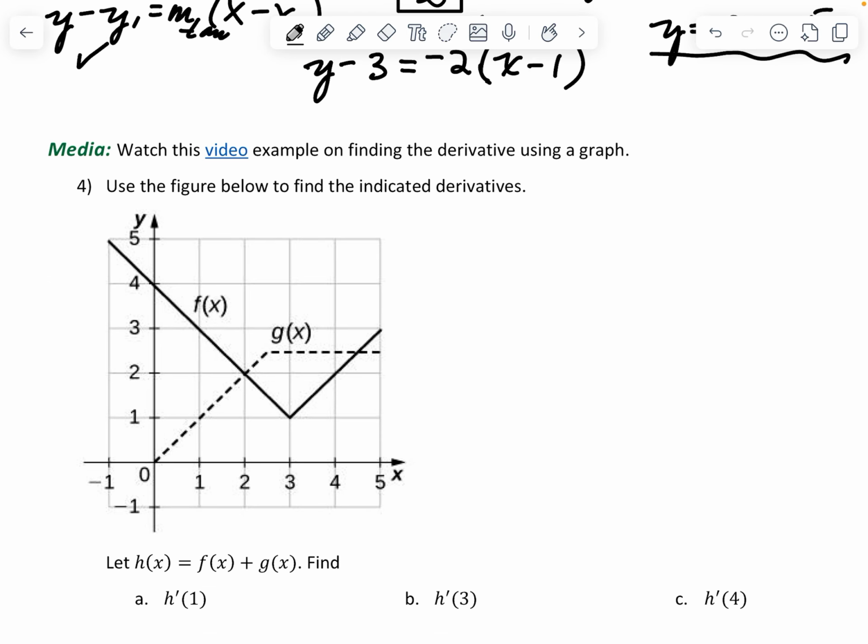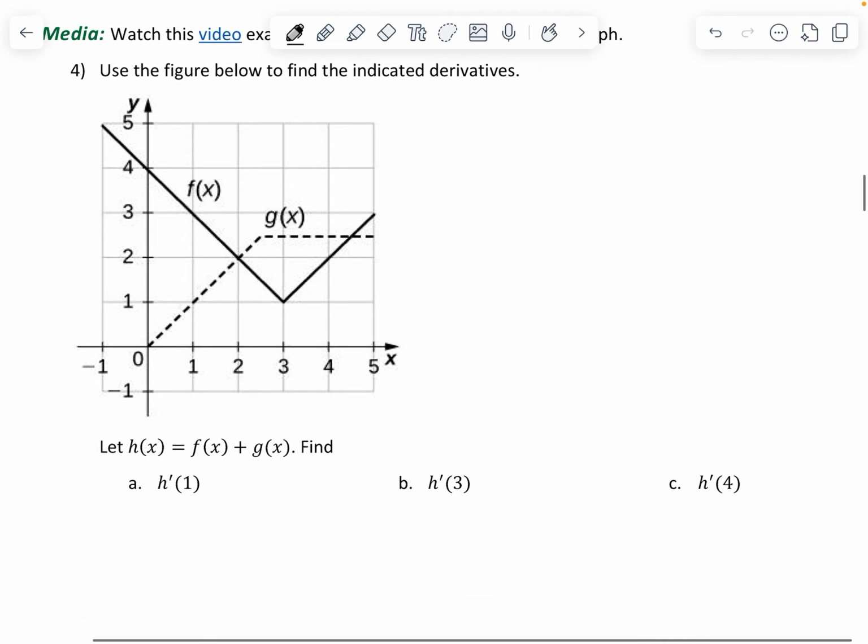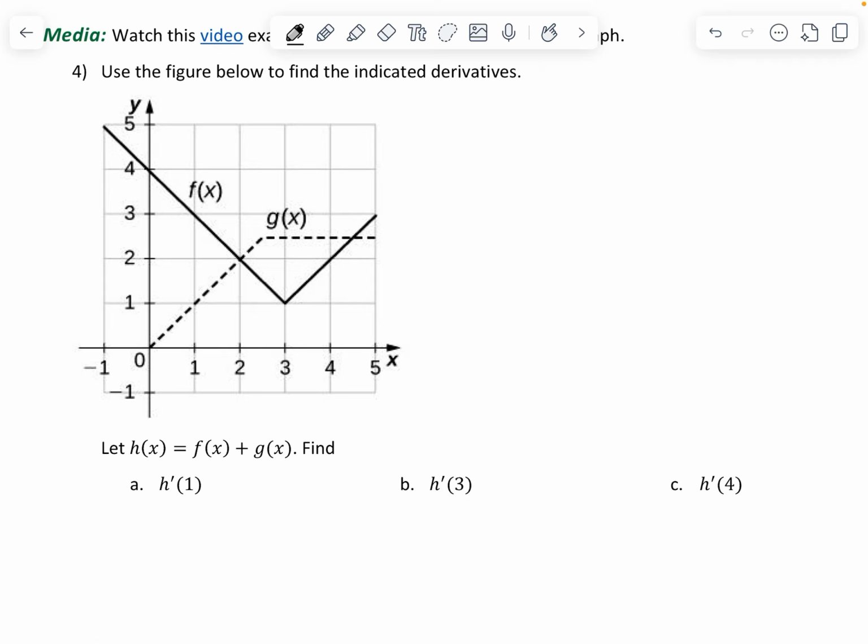Again, there's another video here that you can watch if you need to, but use the figure below to indicate the derivatives. Now you're looking at this and you're thinking, what in the world are they looking at? So if I scroll a little bit more, you'll see. I've got f of x, and g of x is dashed, right?